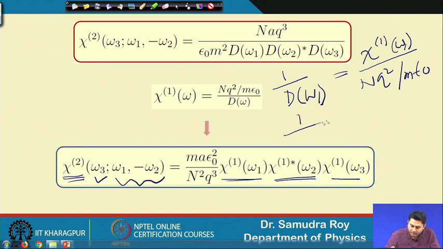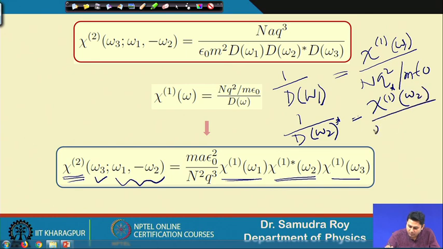Also, χ(1)*(ω2) will be χ1* ω2 divided by the same quantity, N q² divided by m ε0. Now, if I start replacing 1 by dω1, 1 by dω2 and 1 by dω3, then we have N² and q to the power 6.